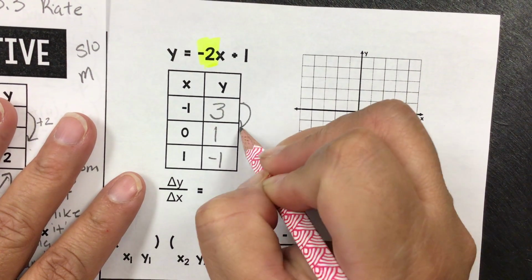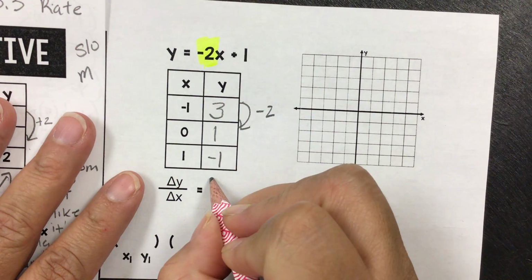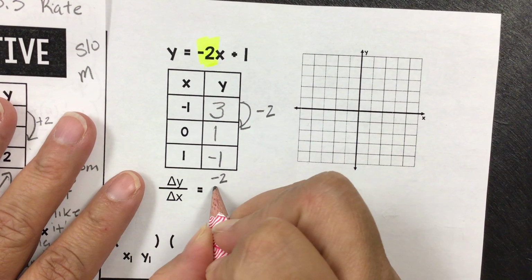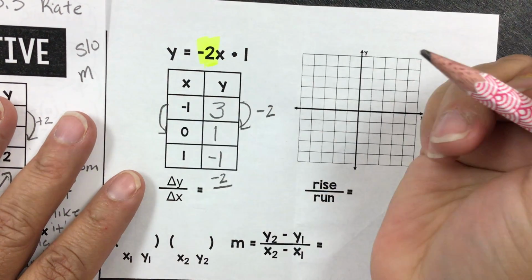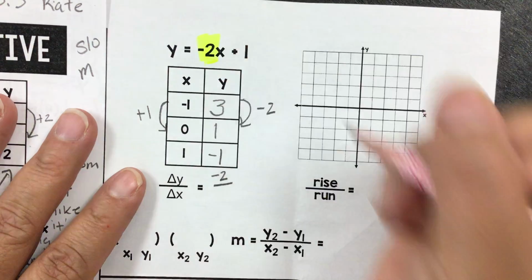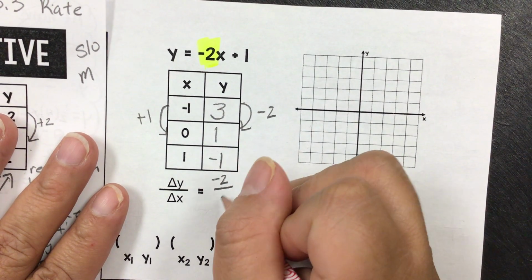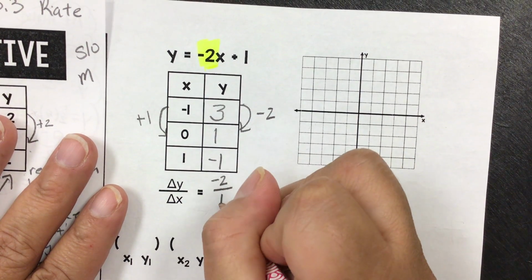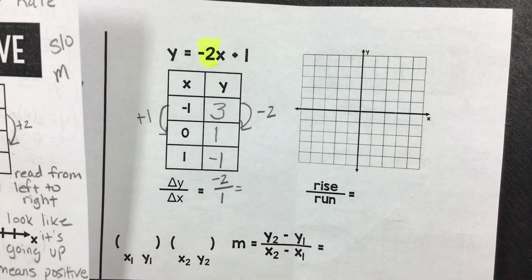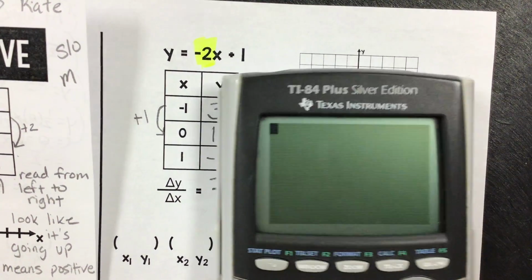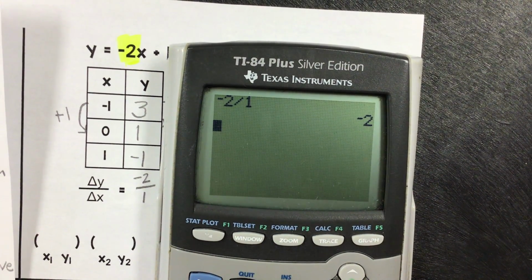We can go from here to here. We would have to subtract 2. So that makes your numerator, the change of y, negative 2. And then from here to here, we would have to add 1, which we don't need to write the plus 1 on your fraction. And that makes it a positive 1. When you simplify that, negative 2 divided by 1 is negative 2.